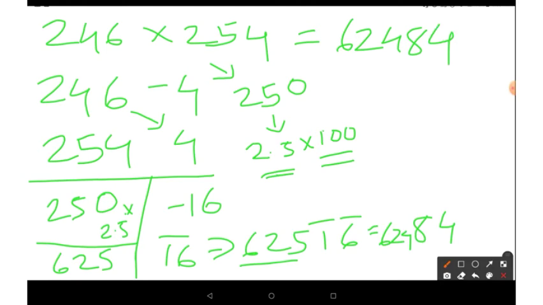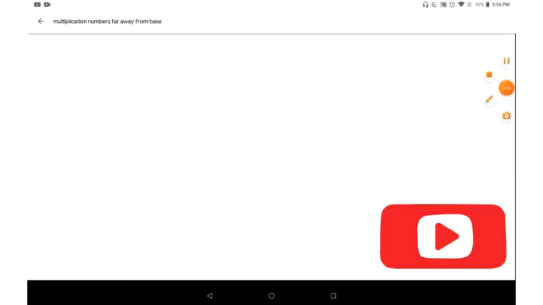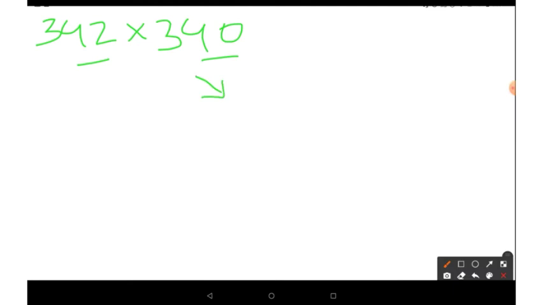Okay, so let's do some more examples so that this will get clear to you. Our next question is, you have to find out what is 342 into 340. Here if you go with 300 as the base, the deviations are large, 42 and 40. So we are going for the closest multiple. You can go for 340 or 350, whichever is easy for you.